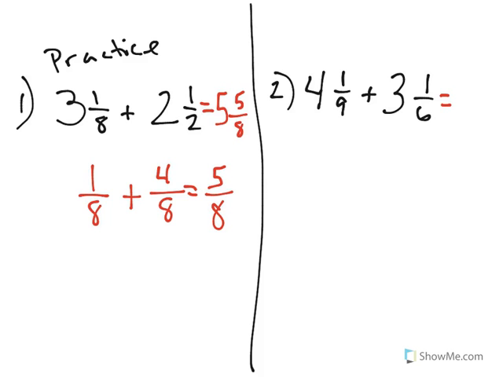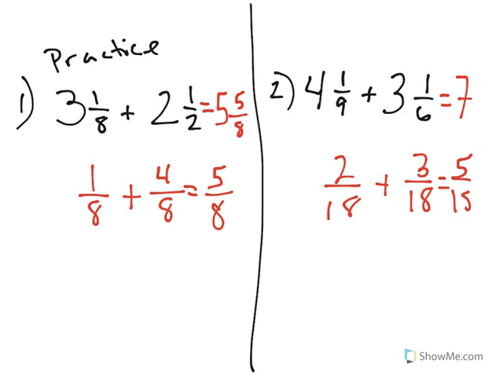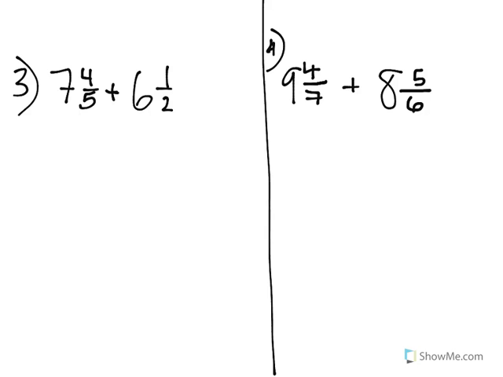So now we will have 4 plus 3 is 7. And 1/9 and 1/6 have a common denominator of 18. To go from 9 to 18, it's multiplied by 2. And to go from 6 to 18, it's multiplied by 3. So we have 5 over 18, which means 7 and 5/18 is our answer here. Okay, you guys should be getting a pop-up box now for these two problems. You will need to carry for these two problems.